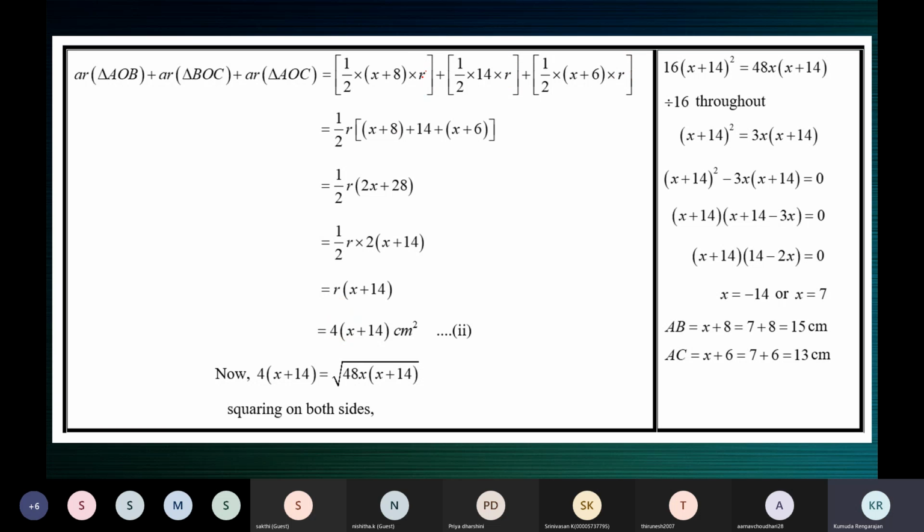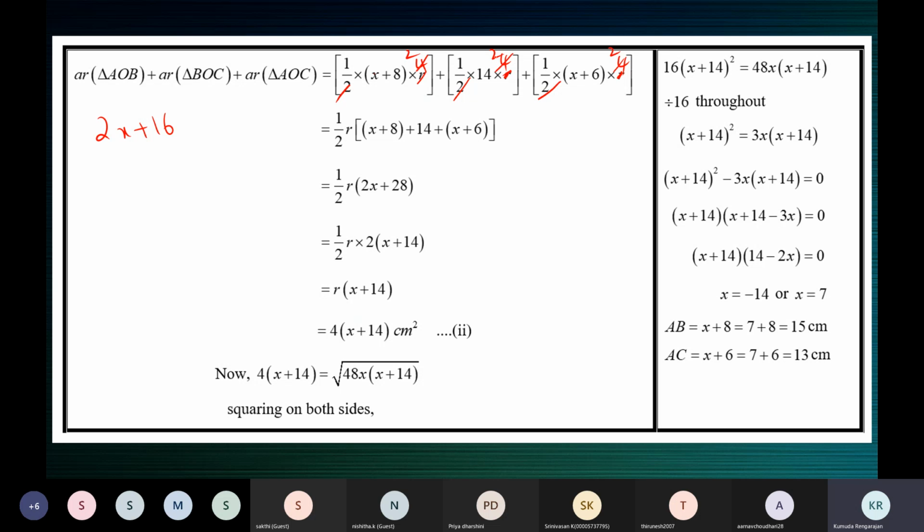Don't think that you should work it like this. I'm sure you will not do that. You can take 4 here. R is 4. And then you can cancel. 2 ones are 2, 2 twos are 4. Then what do you get here? 2 into x is 2x plus 16. You get 2x plus 16 from here.